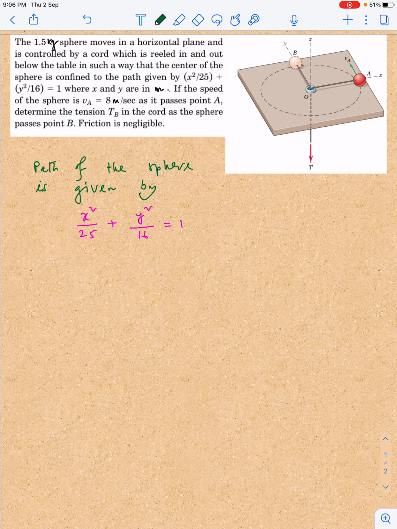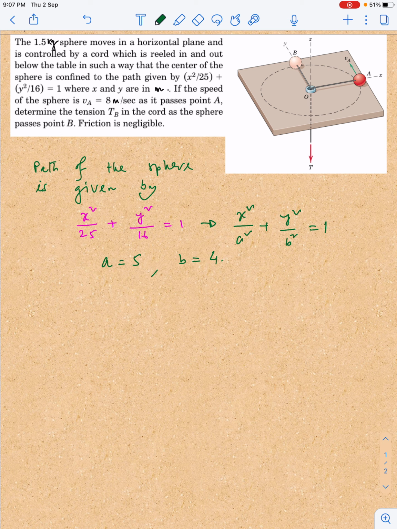So first of all, the path of the sphere is given by x square by 25 plus y square by 16 equal to 1, and this is strikingly similar to the ellipse that I can write as x square by a square plus y square by b square equal to 1. So if I compare these two equations, definitely I can see that a is equal to 5, and b is equal to 4. So that's one part of the question.